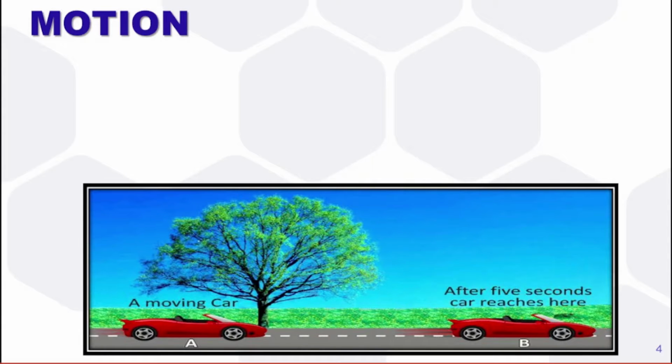So, look at the picture. On the left side, near the tree, a car is there. At position A, there is the starting point. After some time, it moves some distance. After 5 seconds, the car reaches position B. So, before, it is at rest; after, it starts moving and reaches some distance. This is called motion. When an object moves from one place to another place, it is called motion.